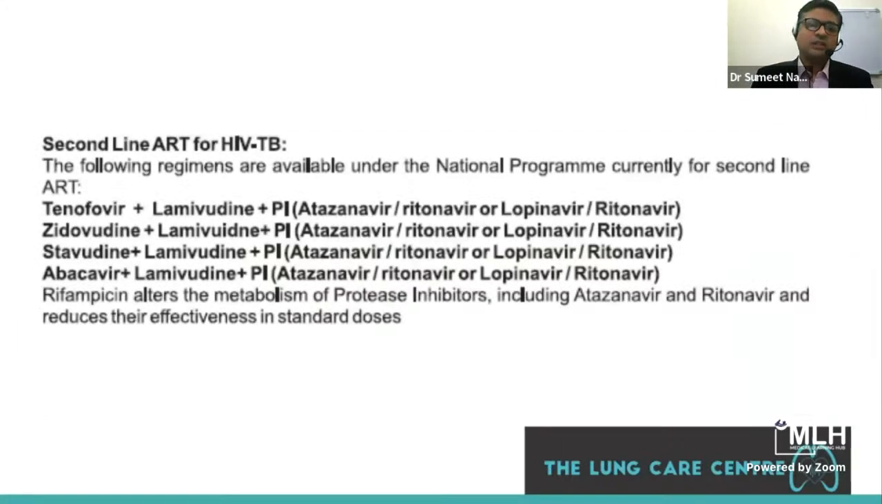patients. If the patient needs second-line ART for HIV-TB, then the center of second-line ART is lamivudin. In addition to lamivudin, patient is either given tenofovir, zidovudin, stavudin, or abacavir with a boosted PI, which may consist of atazanavir-ritonavir combination or lopinavir-ritonavir combination. We have to again note that if patient is on any of the boosted PI, he cannot be on rifampicin or carfentanil. He has to be on rifabutin.